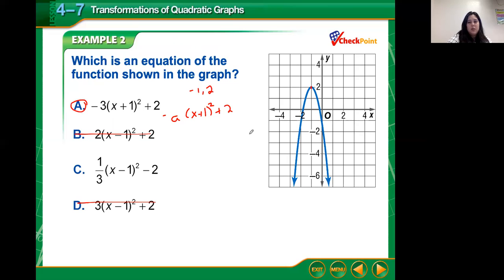We can also go ahead and use a value that we do know is true, which would be, I would try this one here. One of those two, so that would be when x is 0, y is -1. So I could do -1 equals a times (0 + 1) squared plus 2, and we have our a value in the front. So we get -1 equals a plus 2. I subtract 2 and get -3 equals a.